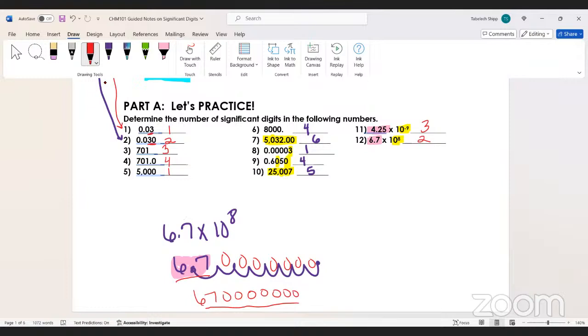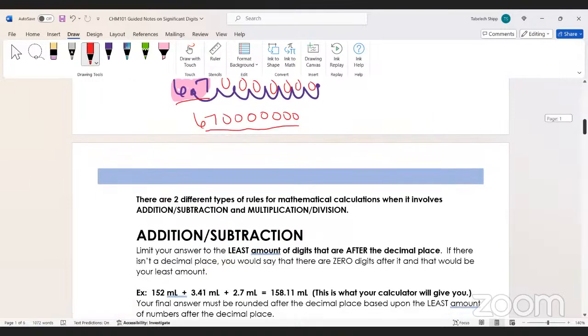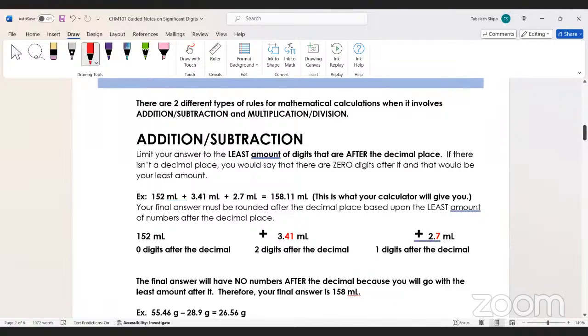Now, here's the deal. I'm glad you guys are asking very good questions, because when it comes to your homework and doing calculations, things can go a little wrong. You can go down a dark path if you don't remember these rules, okay? So I'm zooming out a little so you all can see the rules with me, and I'm going to read it out to you. So when it comes to adding and subtracting, you've got to limit your answer to the least amount of digits that are after the decimal place. If there isn't a decimal place, you would say that there are 0 digits after it, and that will be your least amount, okay? So let me break it down for you.